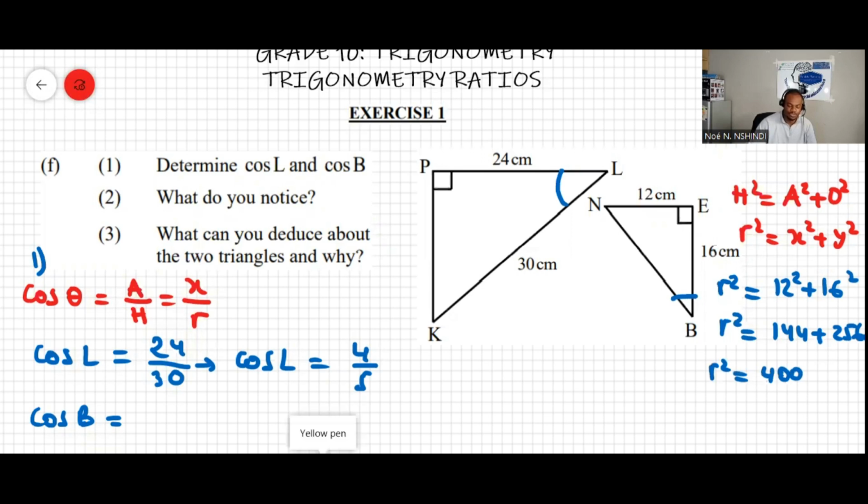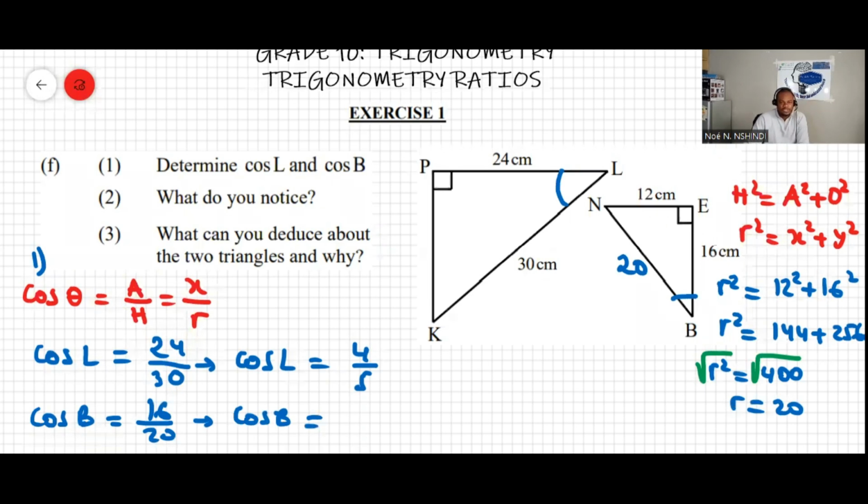Now to solve this, we can just square root both sides, and then r equals 20. Now we can work out cos B, which will be equal to 16 over 20. 16 over 20 can be reduced: if I divide the numerator and the denominator by 4, we get 4 over 5.